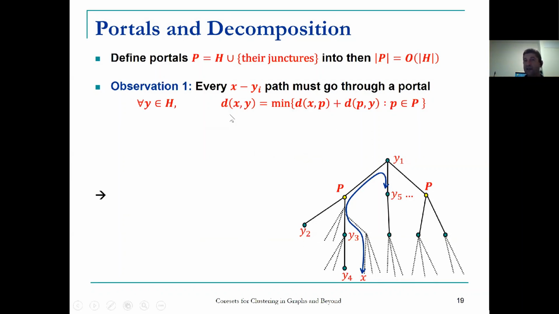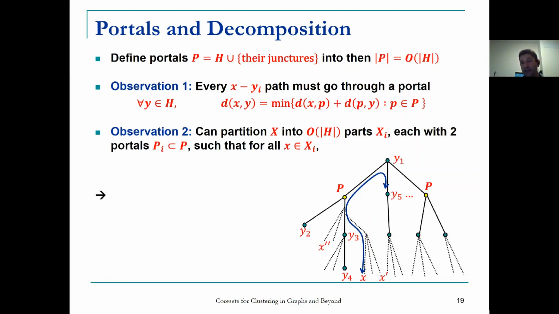And basically, using the triangle inequality, the distance between X and Y is the minimum over going through the best portal. Right? And this is true whichever point Y you might want to go to outside. This basically gives you classes of points X, because if I look at a different X prime, a different X double prime, they use the same set of portals.